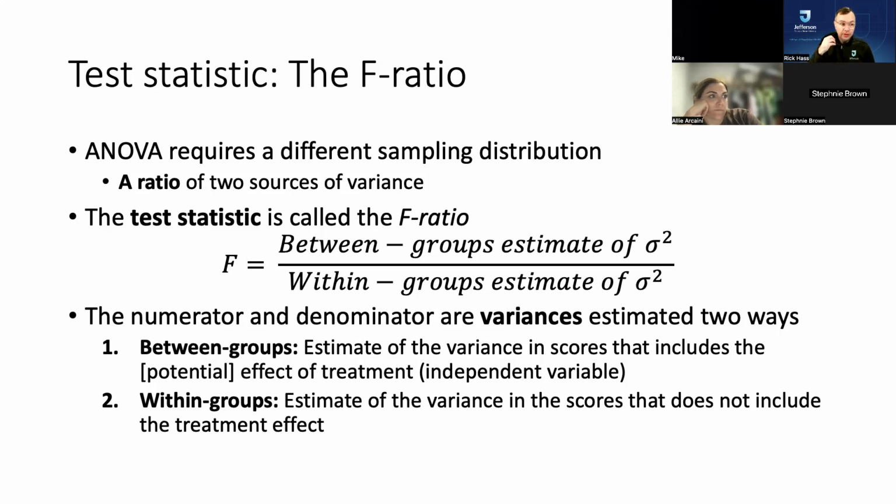Now, in regression, the F ratio is also used to test the overall prediction model, where again, the numerator is an estimate of variance of the outcome that's explained by the model, and the denominator is an estimate of the outcome variance that's not explained, the error. So we can use it in both cases.